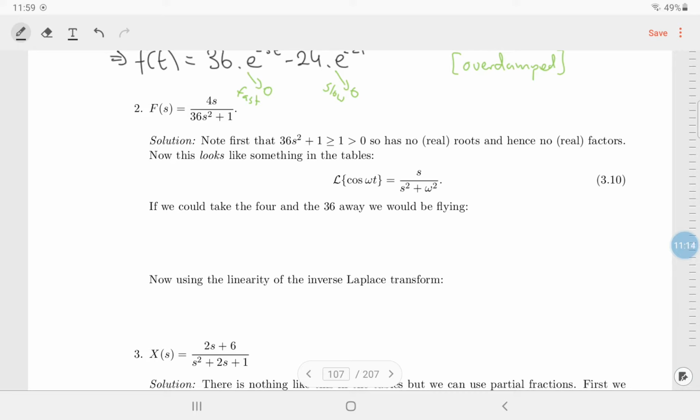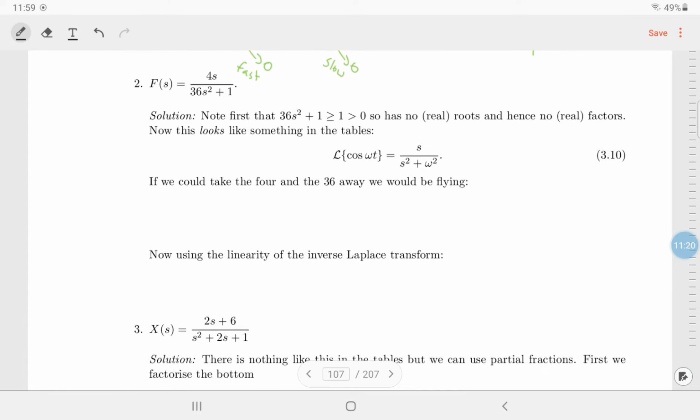So it does look like something. The issue, and we've got an algebra issue here, is that the 4 and the 36 are our problem. So let's see how we could deal with that. The 4 isn't really a big deal because I can just take the 4 out as a constant. The bigger issue is the 36. So how do you get rid of that 36?